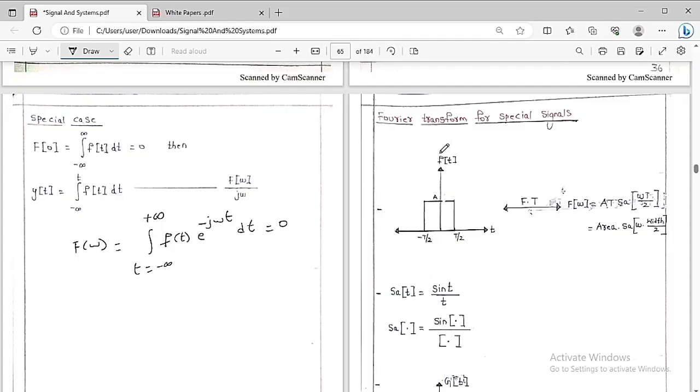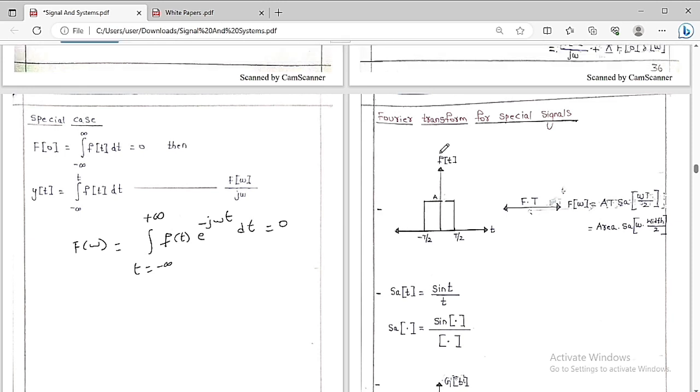So now we are going to discuss the Fourier transform for the special signals. For some special signals, we can directly find the Fourier transform. You always have to keep these things in mind, because in examinations they are going to give the signals and directly ask for the Fourier transform.